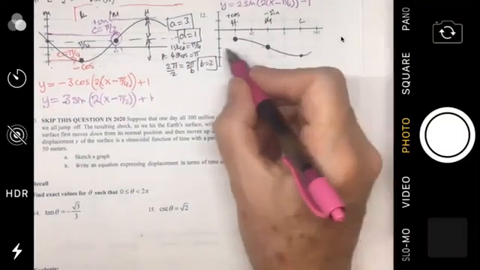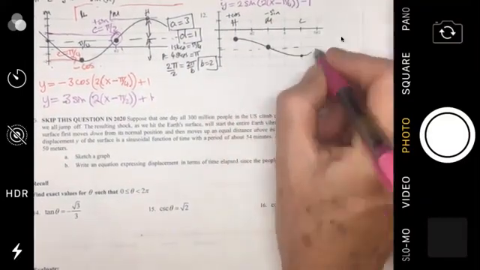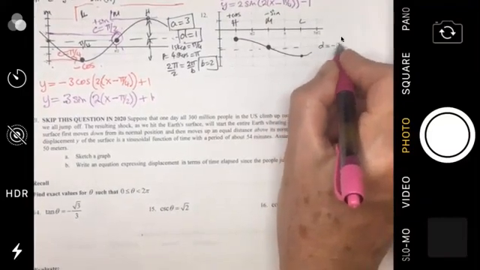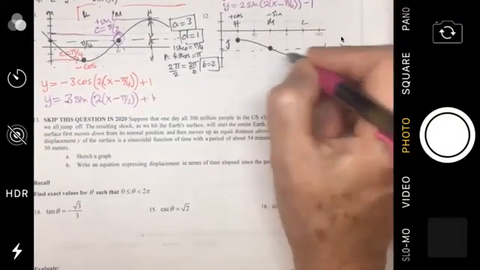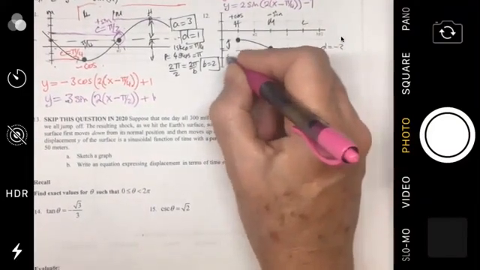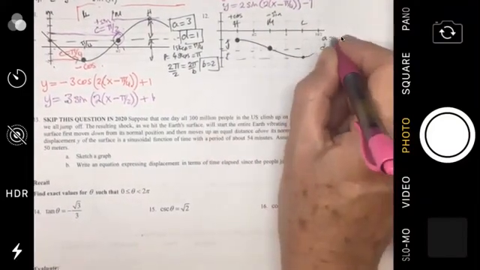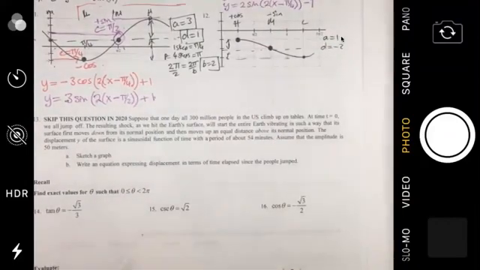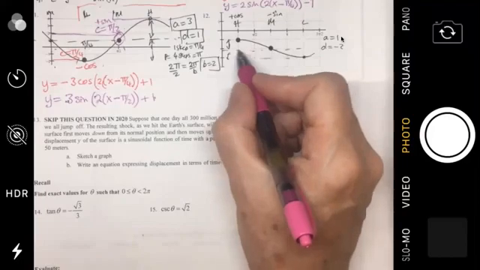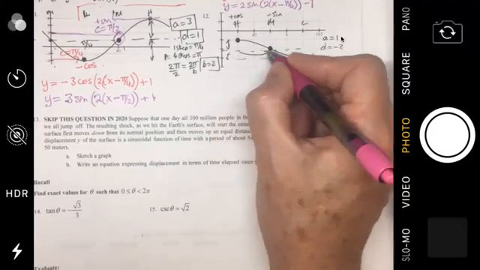Oh, our midline is here at -2. Our amplitude, we're just going up and down 1. Our amplitude is simply 1. Our period, 1 step is this distance here.